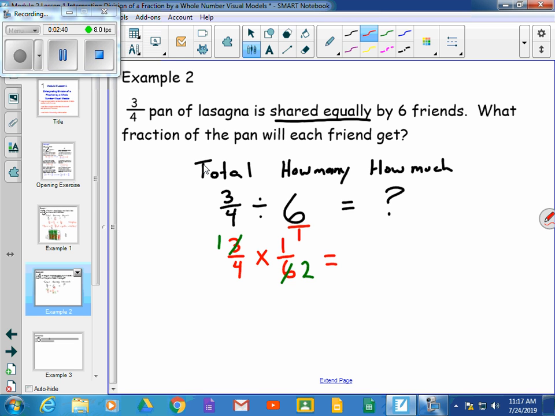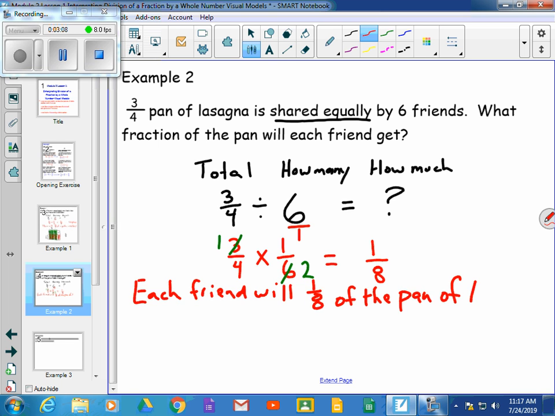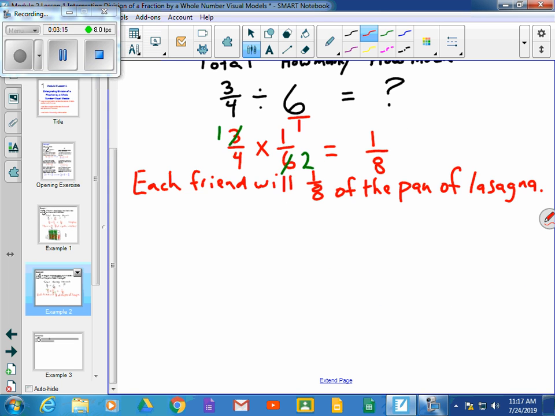Since I can't reduce anything out of the 4 or the 1 diagonally, I'm now going to go ahead and multiply straight across. 1 times 1 gives me 1, and 4 times 2 gives me 8. So that means each friend, in this case, will get 1/8 of the pan of lasagna. 1/8 of the entire pan that we started out with before we had the leftovers.